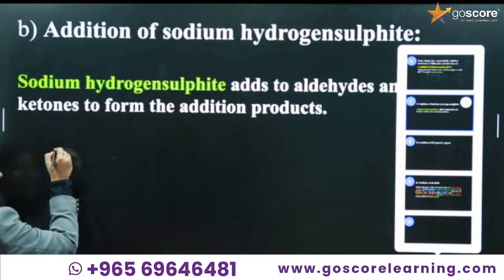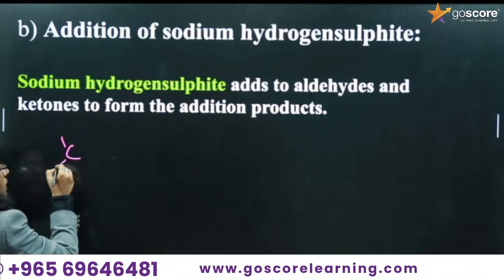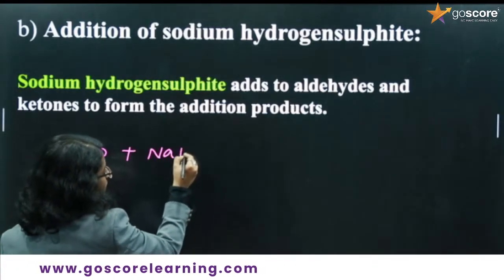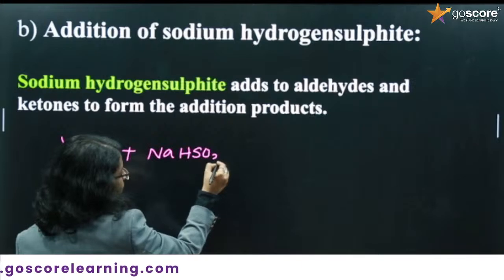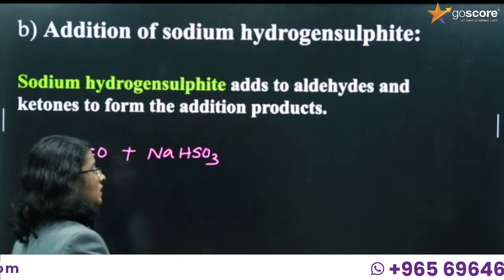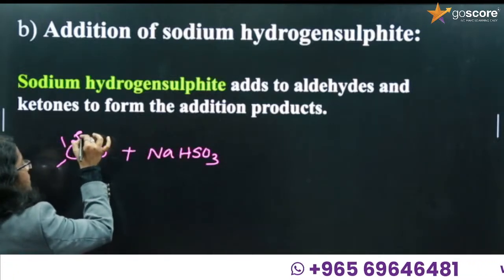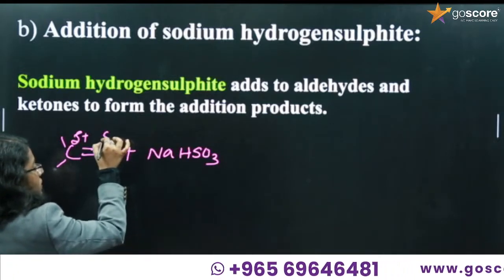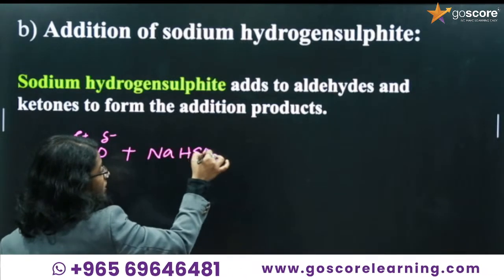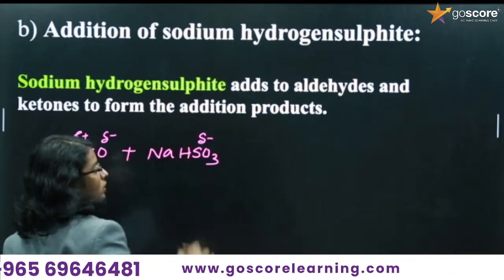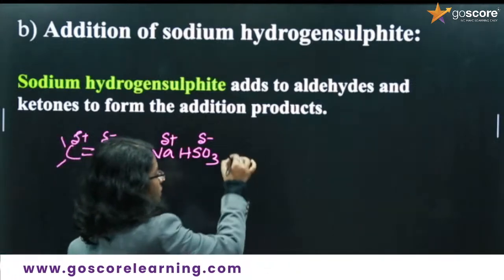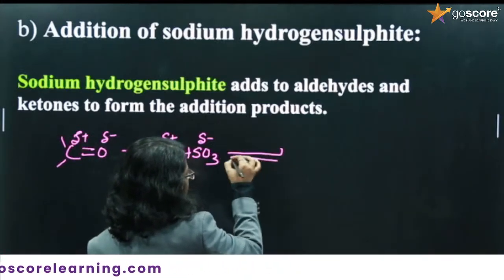Here also we are reacting with a carbonyl compound, that is C double bond O plus NaHSO3. What is NaHSO3? This is sodium hydrogen sulfite. So here also the carbon has a slight positive charge, oxygen slight negative. Here the HSO3 acts as a nucleophile and this will get delta positive charge.